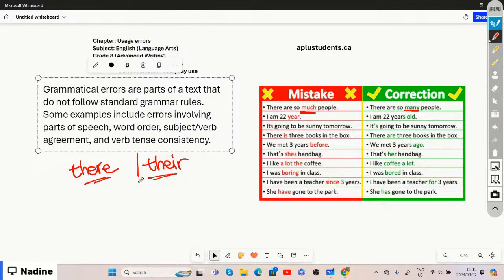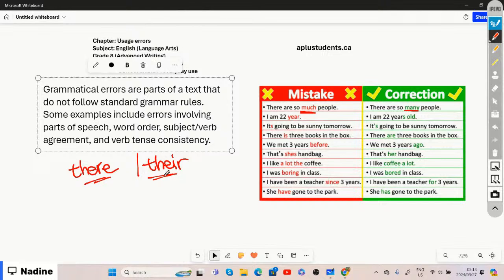The next grammatical mistake that we make is "there is 3 books in the box." Remember, we need to know the difference between is and are. The correct way of writing it is "there are 3 books in the box," because we use is for a singular noun, and are for a plural noun, which refers to anything that is more than one.